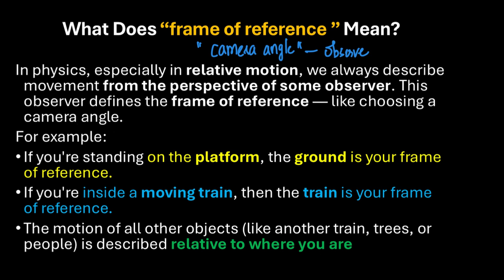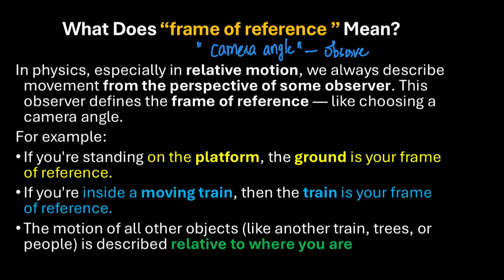For example, if you are standing on the railway platform, the ground is your frame of reference. So if you observe two trains while you are standing on the ground, on the platform, your frame of reference is the ground. Whereas while you are inside a moving train, the train is your frame of reference. Okay.